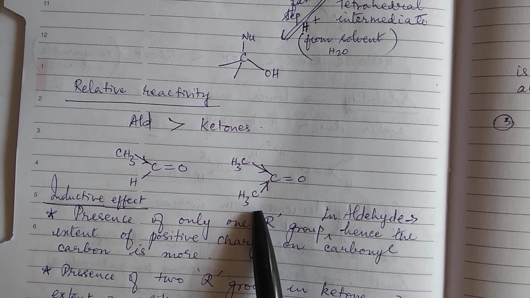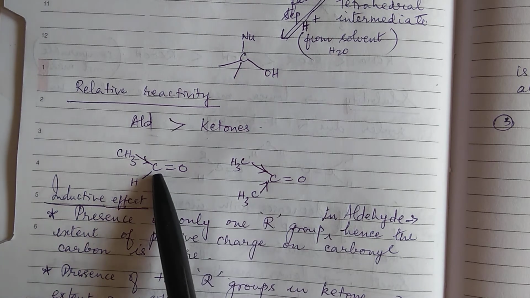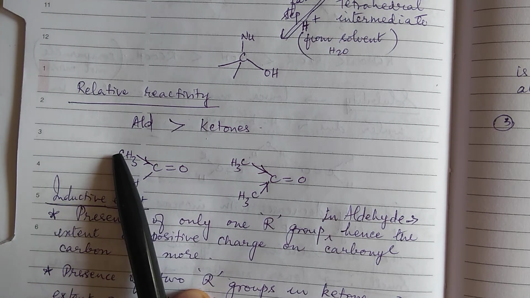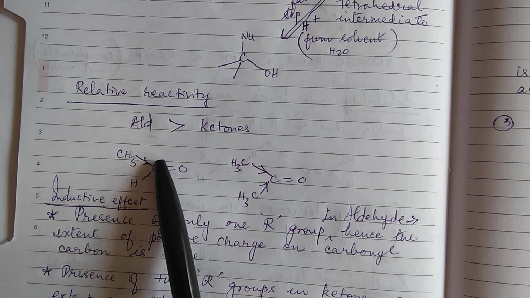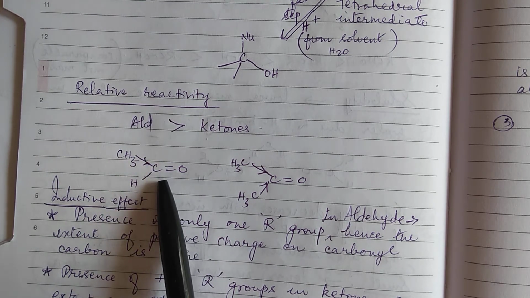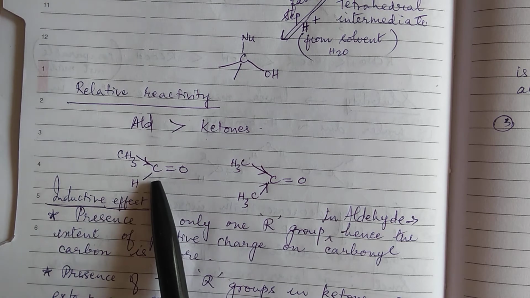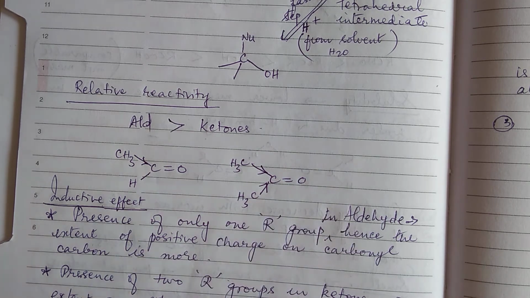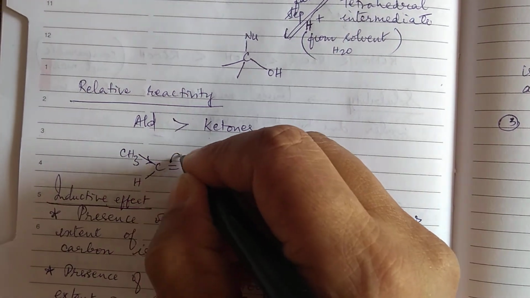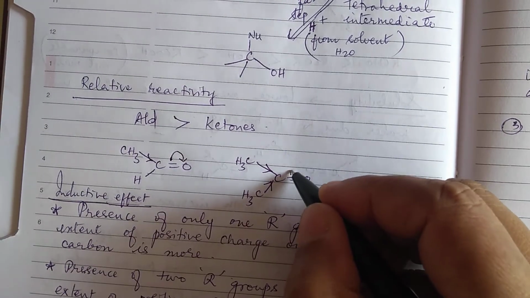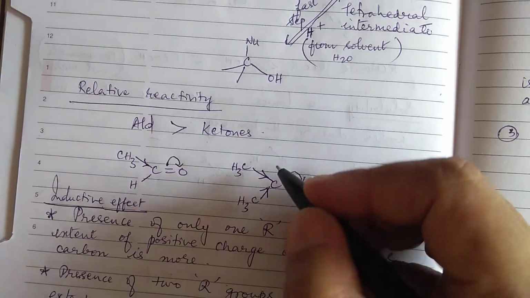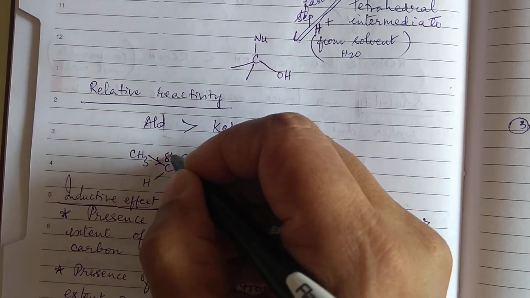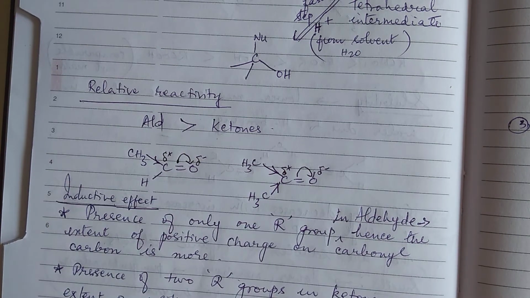Now what is the reactivity? The nucleophile is hitting the positively charged carbon. Now there is only one electron releasing group, so the extent of positive charge on the carbonyl carbon in the case of aldehyde is more than that of the carbon present in ketone. Why? Because when this bond is getting shifted, same way here also it is getting shifted. So the carbonyl carbon is getting a small positive charge and oxygen is getting a negative charge.